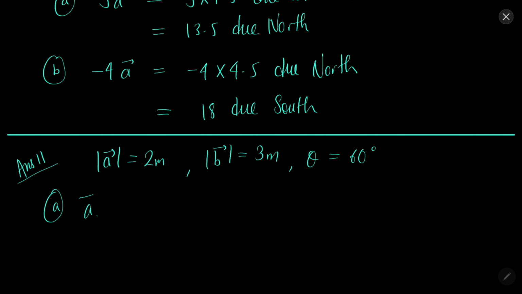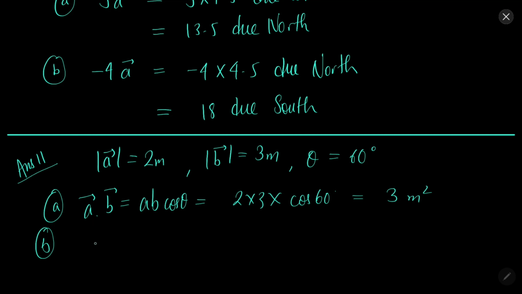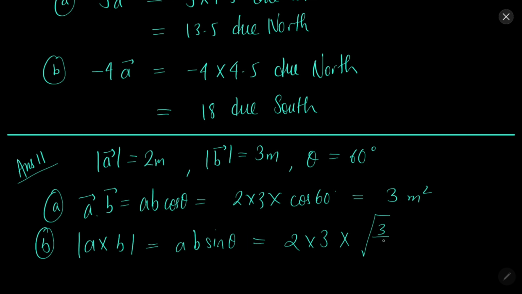So the dot product is quite simple. It is AB cos theta. So it will be 2 into 3 into cos 60 degrees, which is 1 by 2. So it will come out to be 3 meters square. And the magnitude of the cross product can be found out by AB sin theta. 2 into 3, and sin 60 is root 3 by 2, so it will be 3 root 3 meters square.